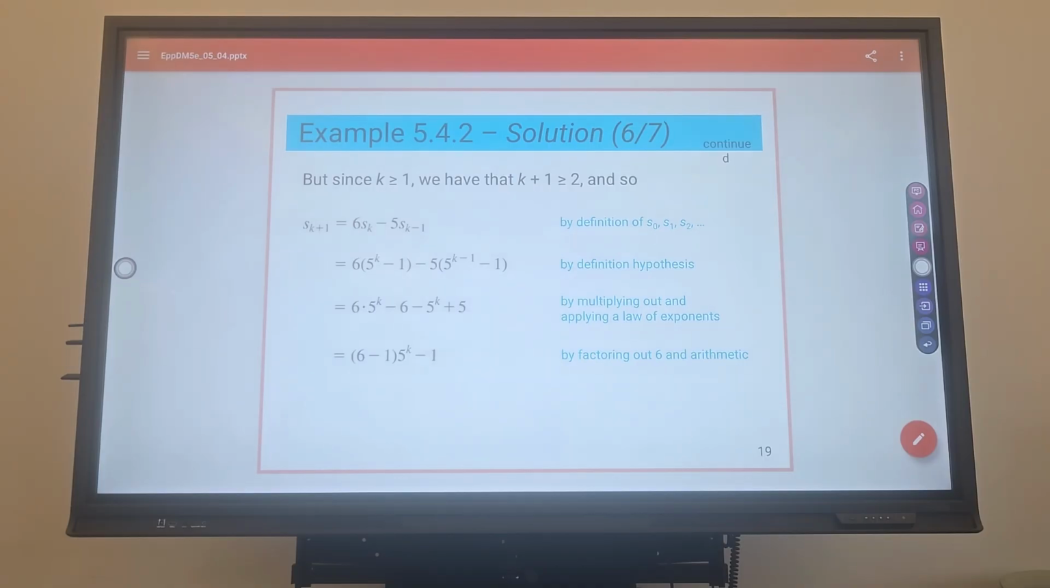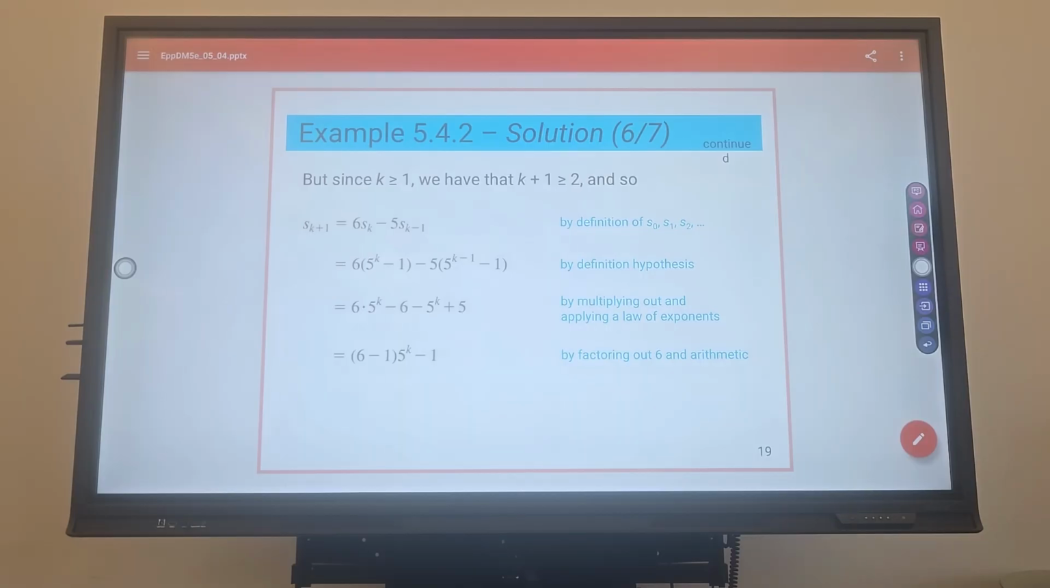But since k is greater than or equal to 1, we have that k plus 1 is greater than or equal to 2. So s sub k plus 1 equals 6s sub k minus 5s sub k minus 1.